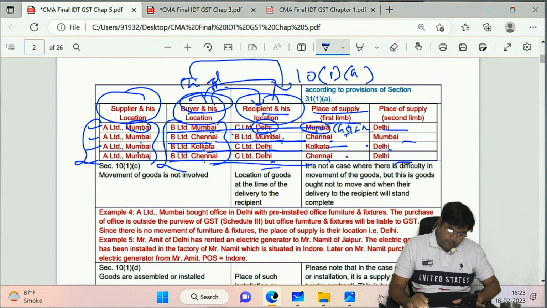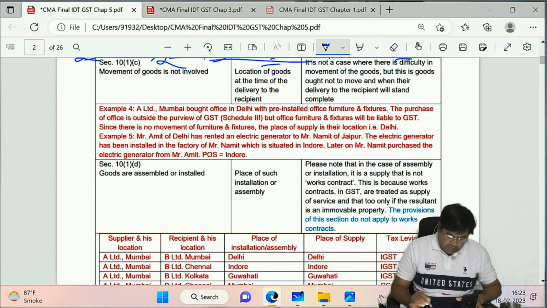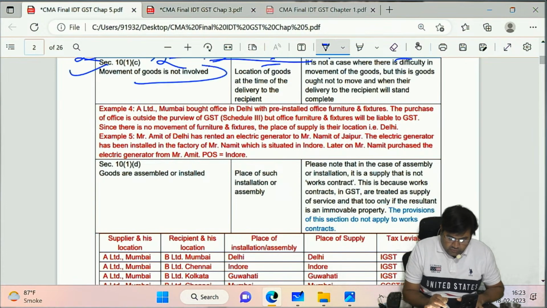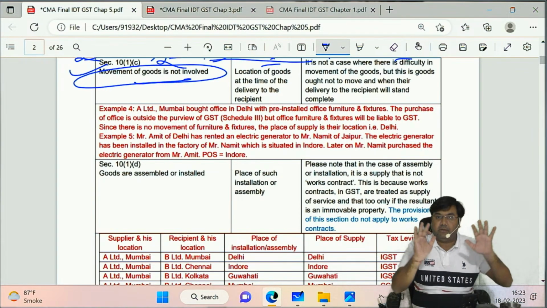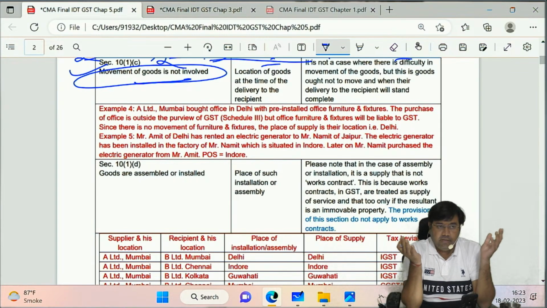Clear? Now section 10 subsection 1 clause C, where the movement of goods is not involved. So there is no movement of goods. It may be possible. Yes, of course it may be possible.